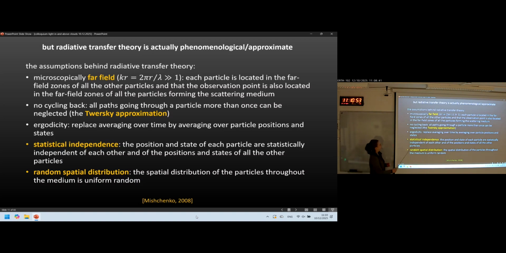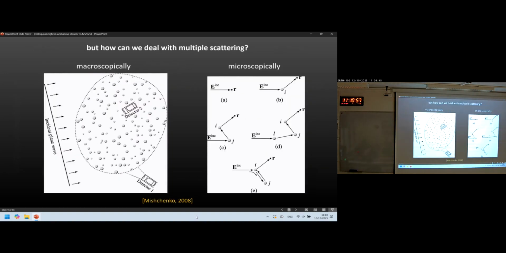Second of all, it ignores the cycling back. Where do we just see the cycling back? In this picture. It ignores any event like this, where light can be scattered from I to J and then back from J to I. It neglects that.